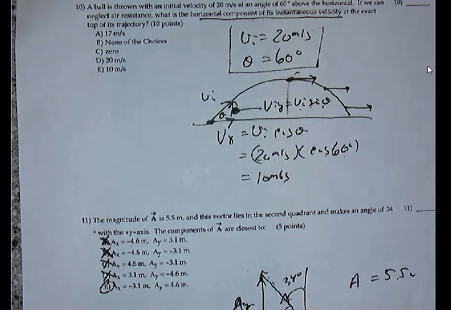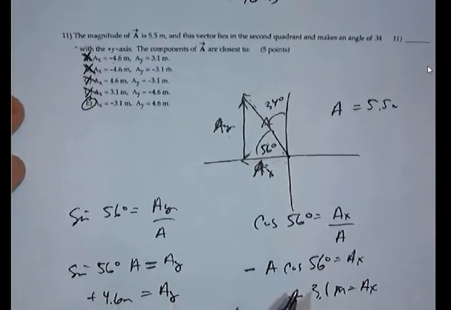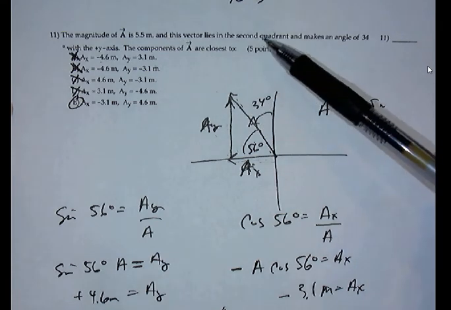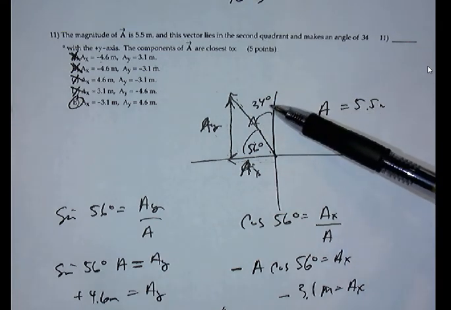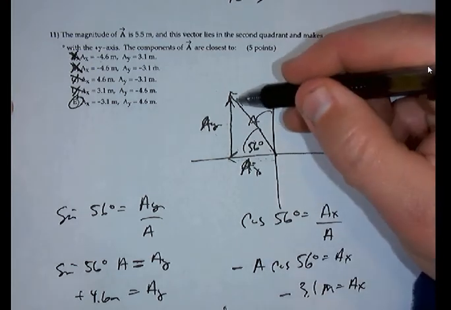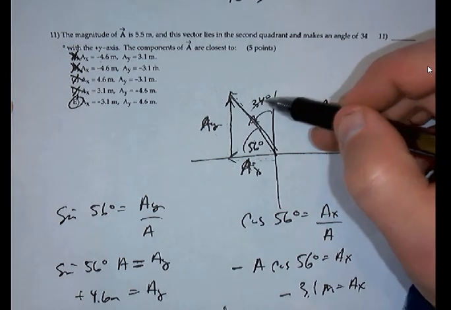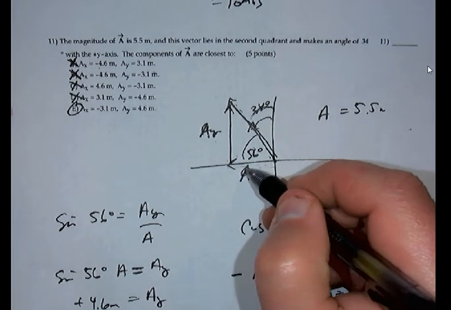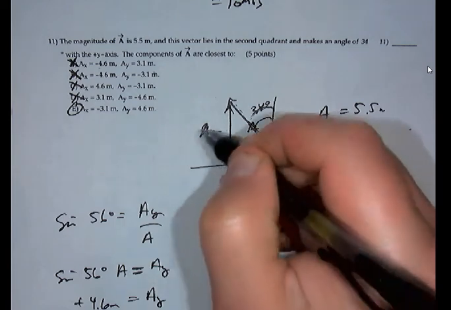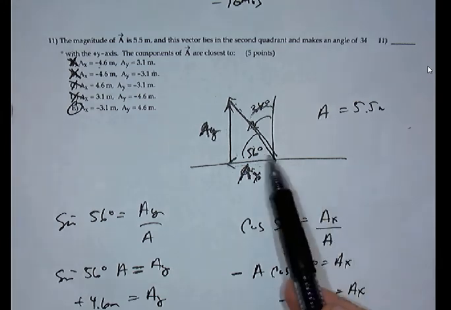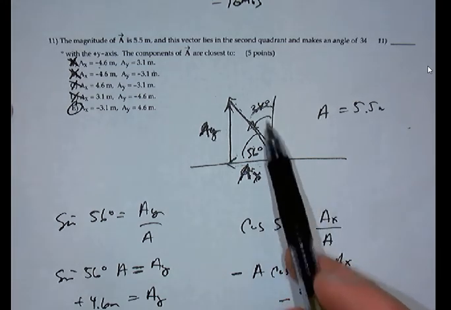Okay, good. Number 11, the magnitude of this vector is 5.5, lies in the second quadrant, makes an angle of 34 degrees with the positive y-axis. Okay, so this is the vector A. Here's 34 degrees. And we want to figure out the components of A. Okay, so this is the x part of A. This is the y part of A. Okay, and I try to draw pretty much to scale the angles here.